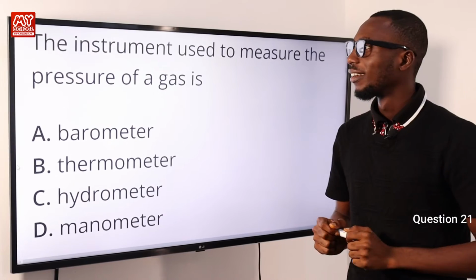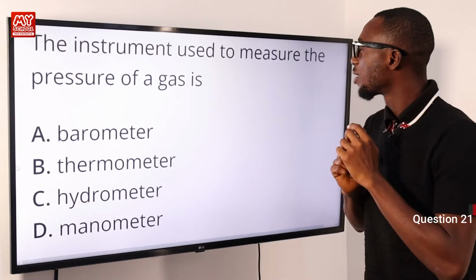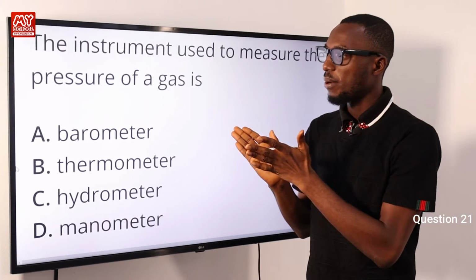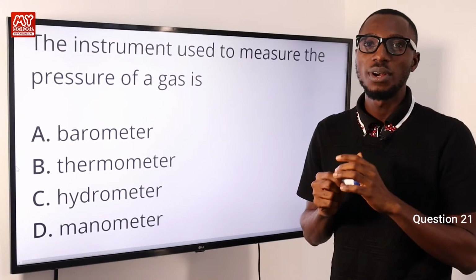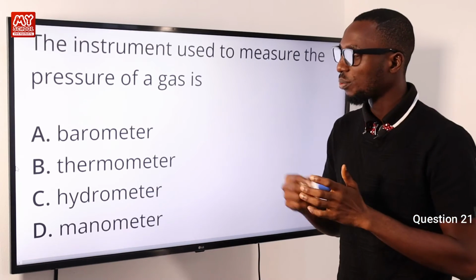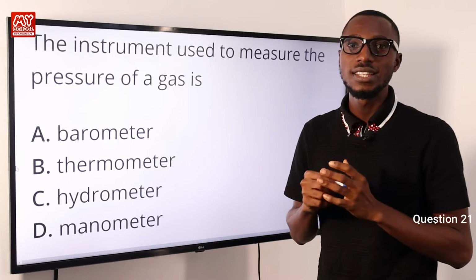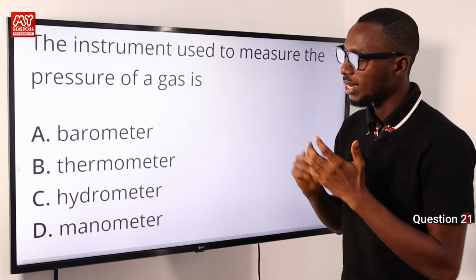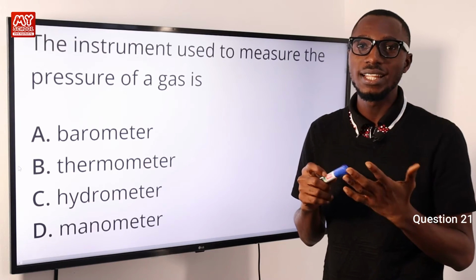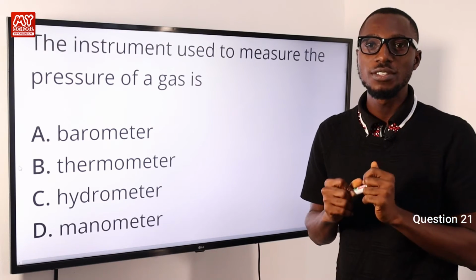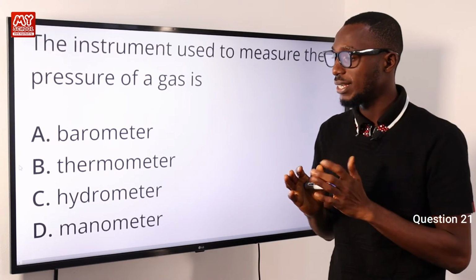Number 21. The instrument used to measure the pressure of a gas is what? We use a barometer to measure atmospheric pressure. We use a thermometer to measure temperature. We use a hydrometer to measure the relative density of a liquid, depending on the concept of buoyancy. And then we use a manometer to indicate and measure pressure. So the most viable option to this question is option D, manometer.